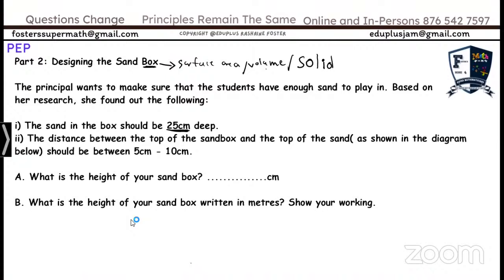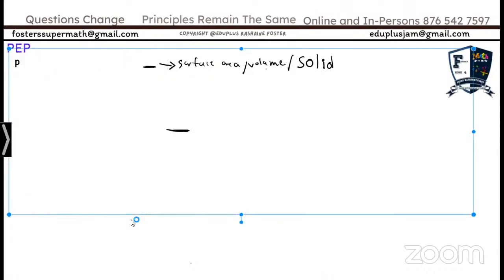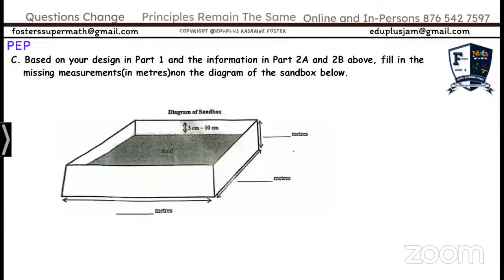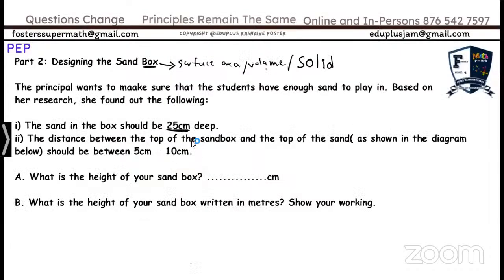Remember what it says. The sand in the sandbox must be 25 centimeters deep. The distance between the top of the sandbox and the top of the sand should be between 5 centimeters to 10 centimeters. That means there are different options you can have for the height of your sandbox. The sand should be 25 deep, and the distance between the top of the sandbox and the top of the sand should be somewhere between 5 to 10.